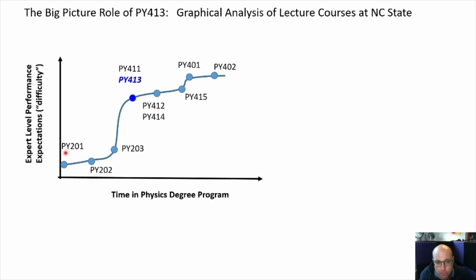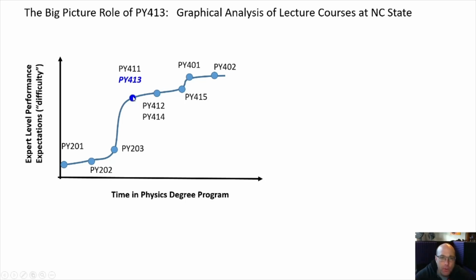You start out with mechanics and E&M, and there's a fairly gradual increase in difficulty. Then you go to modern physics, and there's a little bit of a bump in difficulty. As I mentioned, if you took this class with me, there's some debate about how far up the jump the PY 203 class is. I think the truth is it depends on the topic. Some of the topics are up here, and some are down here. On average, PY 203 is starting to ramp up in expert level performance expectations, but it's not overall a huge jump. My claim is that when you hit PY 413 and PY 411 at the same time, you've really jumped up by a huge amount in terms of what's expected of you in the class, right?